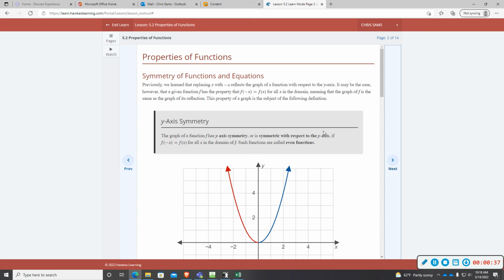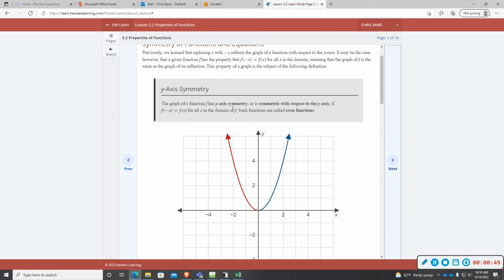This section, I do believe, does a very good job of explaining things, so I do recommend you go through and look at the information. So here are some properties. First, they show us y-axis symmetry. This is also called even, okay? Even functions. I will also try to show you some indication of the type of symmetry that a graph might have based on the exponent. But this is very good.